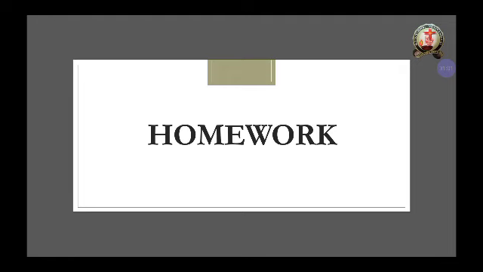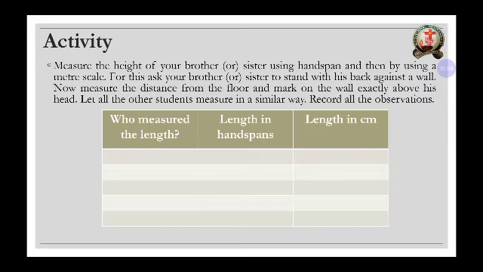Then there is a quick home fun for you, a very simple activity which you can do at home. Measure the height of your brother or sister, or maybe your mummy or daddy, using your hand span and then using a meter scale. You should take both measurements. Ask your brother or sister to stand with his back against a wall, touching the wall. Now mark on the wall exactly above his head and measure the distance from the floor. First use your hand span to measure the height, and write down who measured the length and the length in hand spans.